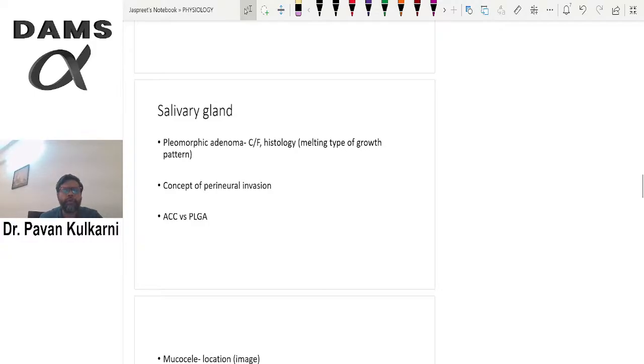But again, the question comes on adenoid cystic carcinoma versus PLGA. So we have made a table. Please go through that table. That table is very commonly asked, ACC versus PLGA, adenoid cystic carcinoma versus polymorphous low-grade adenocarcinoma. You should know about those differences. What are the differences between the two?